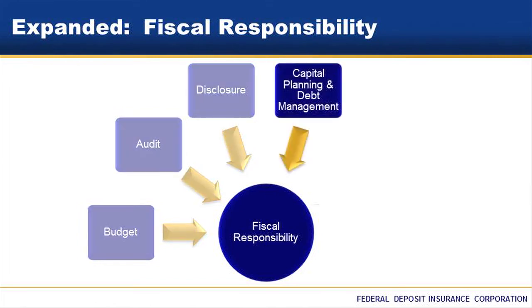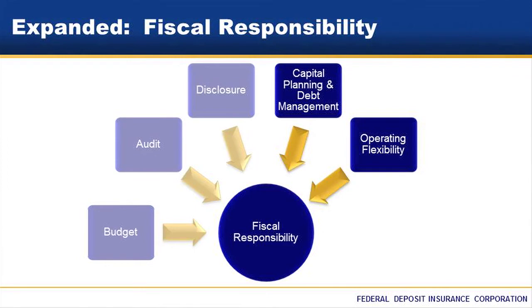The first area is capital planning and debt management. Ideally, an obligor should have a multi-year capital improvement plan, including reasonable levels of projected debt issuance. Without proper planning, capital spending may negatively impact a municipality's debt levels.